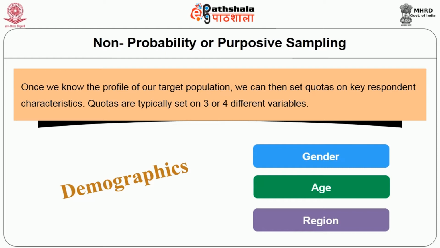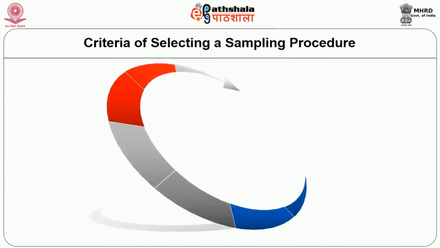Census data can tell us the number of teenagers of each age as well as gender, region and other useful splits. Once we know the profile of the target population, we can then set quotas on key respondent characteristics. Quotas are typically set on 3 or 4 different variables, usually demographic, such as gender, age, and region.